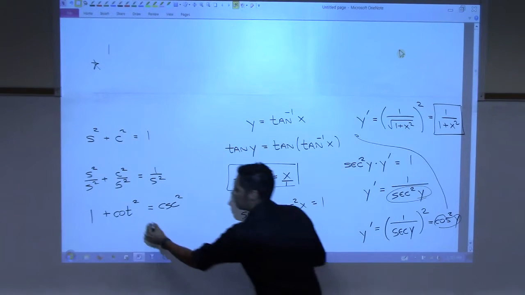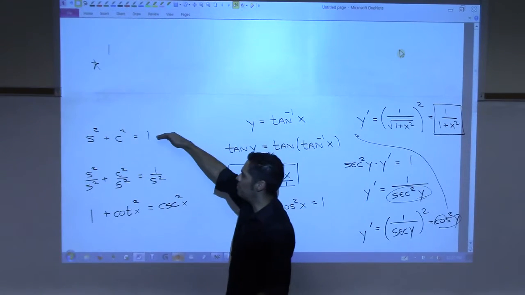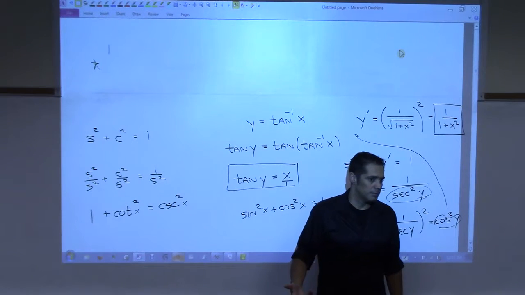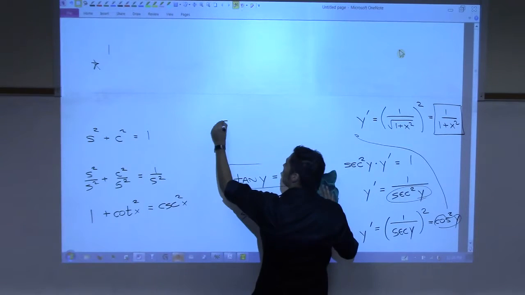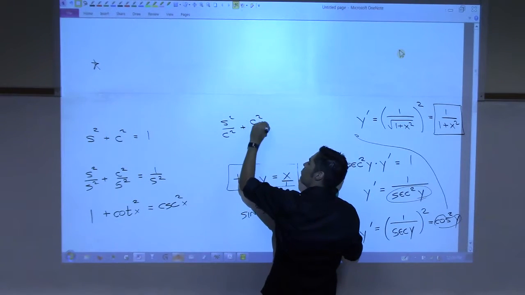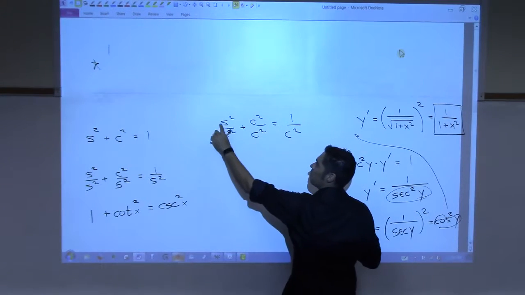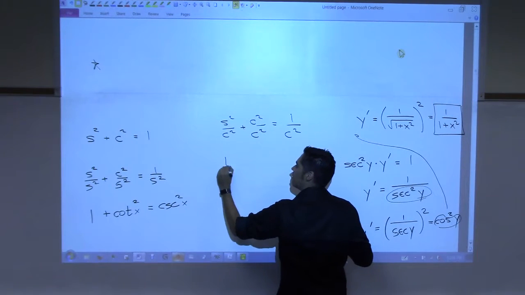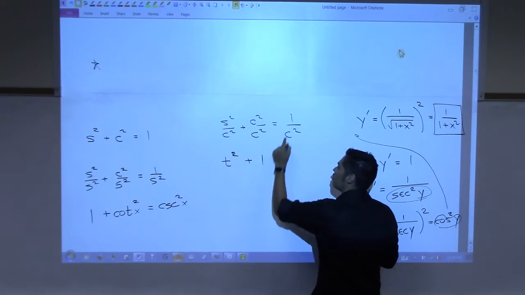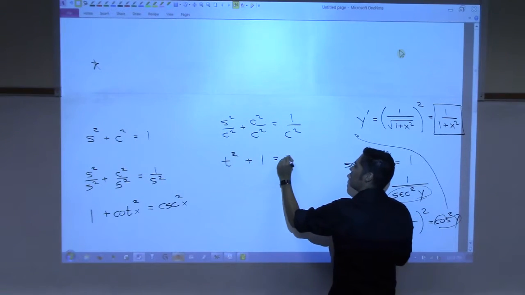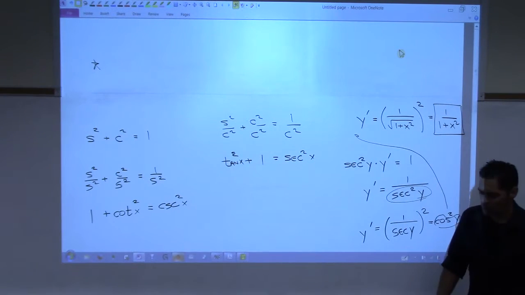Now I'm leaving out the x. There would be an x here and an x here. Now if you want the other one, you take this original one that everyone has memorized and divide it by cosine squared. You get sine squared over cosine squared plus cosine squared over cosine squared equals 1 over cosine squared. Sine over cosine is tangent, so that's tangent squared plus 1 equals 1 over cosine, which is secant, but squared. So tangent squared x plus 1 equals secant squared x.